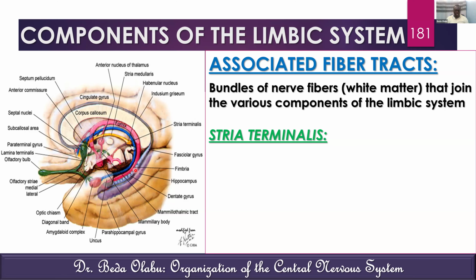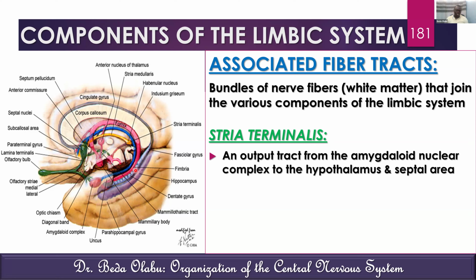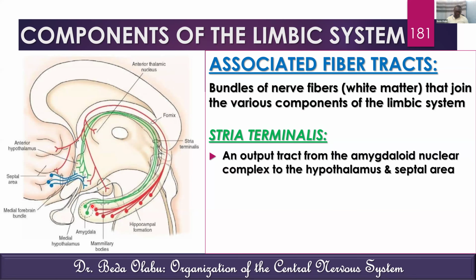Stria terminalis is the third fiber tract to talk about. Stria terminalis, the blue, is an output tract from the amygdala nuclear complex to the hypothalamus and septal area. We can see it here. So this is the amygdala. The blue is the stria terminalis, going to the septal area and hypothalamus. The green is the one we are referring to in this particular image, again, efferent from the amygdala to the hypothalamus as well as the septal area.